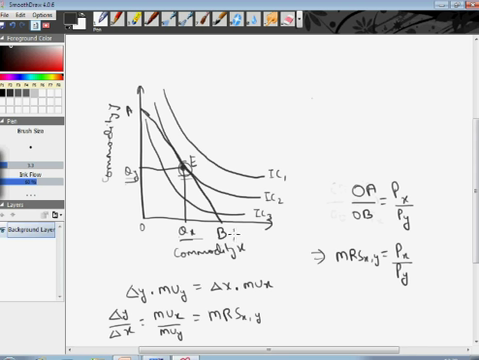Thus, we have now understood how the consumer reaches his equilibrium under the ordinal utility approach, and we have also studied how the consumer reaches his equilibrium under the cardinal utility approach.